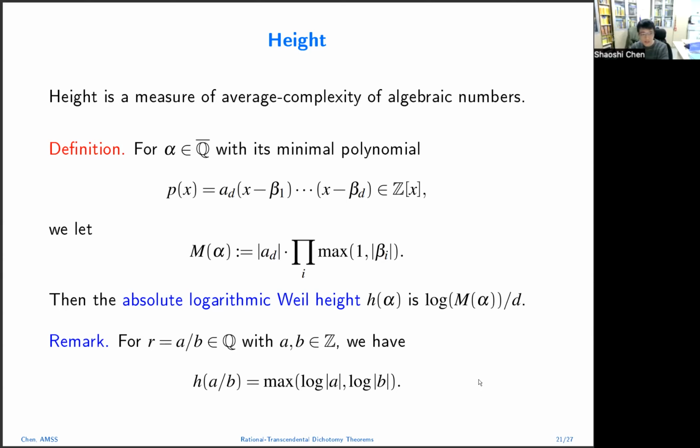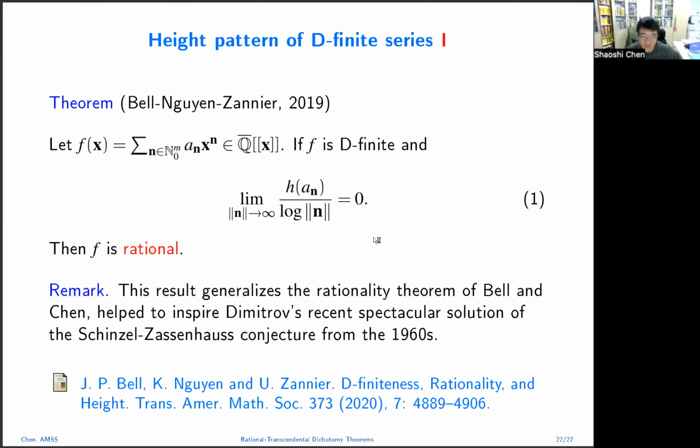This is the height. And with height, you can generalize some of the classical results, which I proved with Bell in 2017 and in 2019. What they get is, under some condition about height growth, for a given power series in several variables, if the height of the coefficients divided by log n tends to 0, which means it grows much slower than log n, then this series is rational.